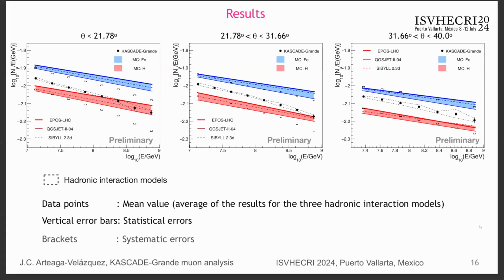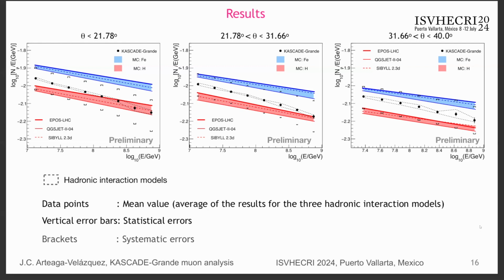So this is a summary of the results. Here with the data points, you can see the average of all of the results. And here with these small dotted lines, you can see the differences from using the different hadronic interaction models to unfold the muon data as a function of the primary energy. You can see that the variations are pretty small. So there is a very good agreement in all the results, independently of the hadronic interaction model that we are using in order to unfold the muon number as a function of the primary energy.